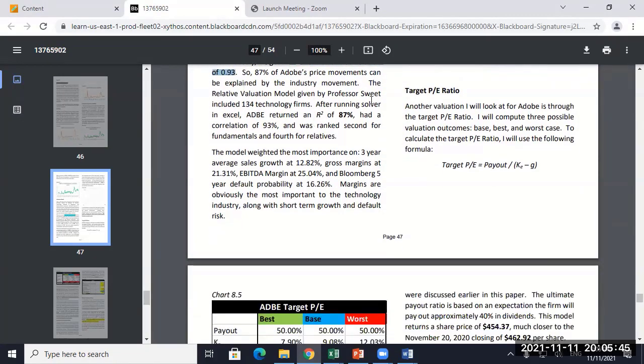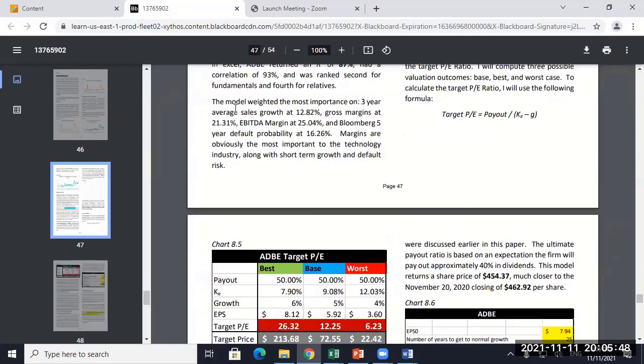The relative value model is given by Professor Sui. Okay, so that's fine. I don't give you extra points for putting my name into your paper. The model weighted the most importance on, so he did a good job here, he's actually talking about them: 3-year sales growth, gross margins, EBITDA margins. What could he have done that might have been a little better here? Maybe a table or chart of some kind, right? If you can put it into a quick table, I think that's better. Margins are obviously the most important to the technology industry along with short-term growth.